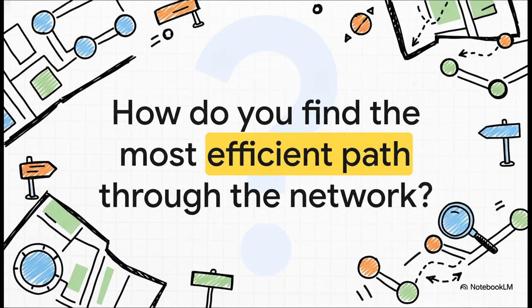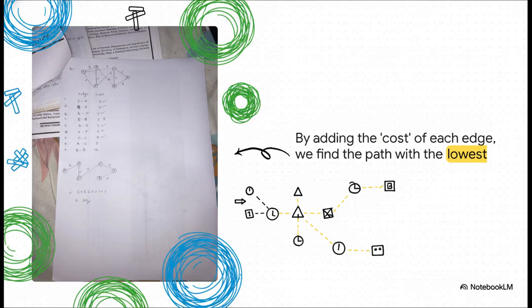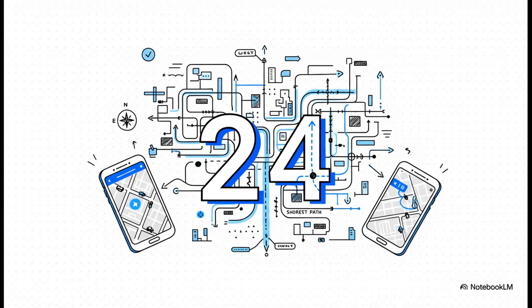the shortest route? Well, the solution, as you can see being worked out in the notes here, is to assign a cost or a weight to every single connection. That cost could be distance or travel time or anything really. Then, all you have to do is find the path where the sum of those costs is the absolute lowest. There are these incredibly powerful algorithms like Dijkstra's that are built to solve this exact problem by just systematically exploring the network to find that one perfect route. And for the puzzle on this page, the shortest path adds up to a total cost of 24.